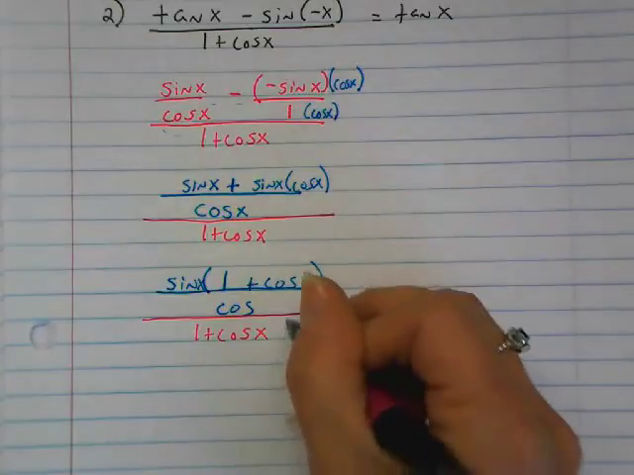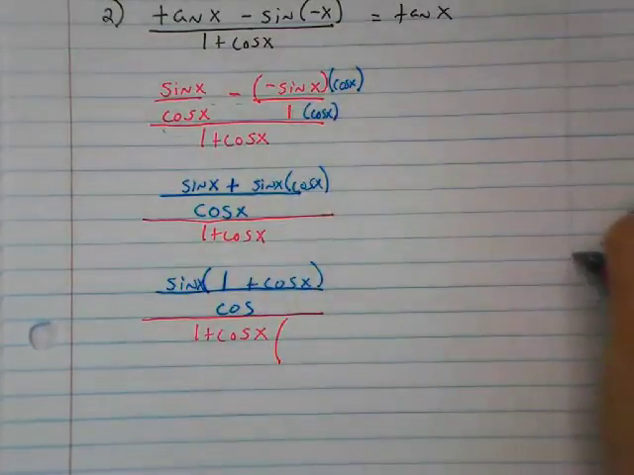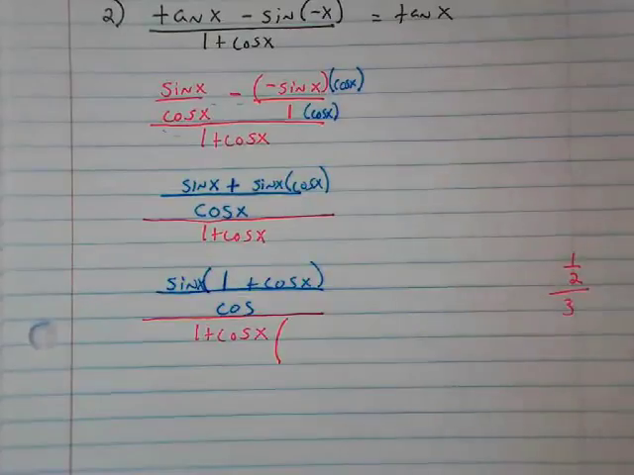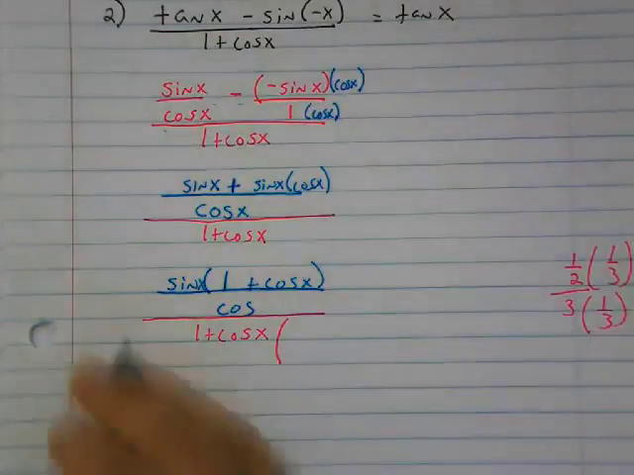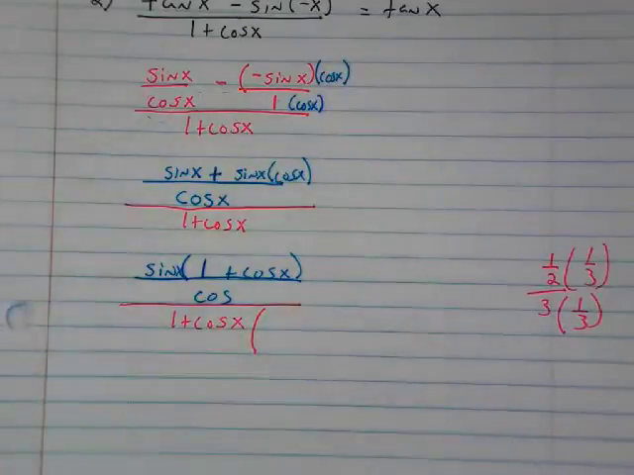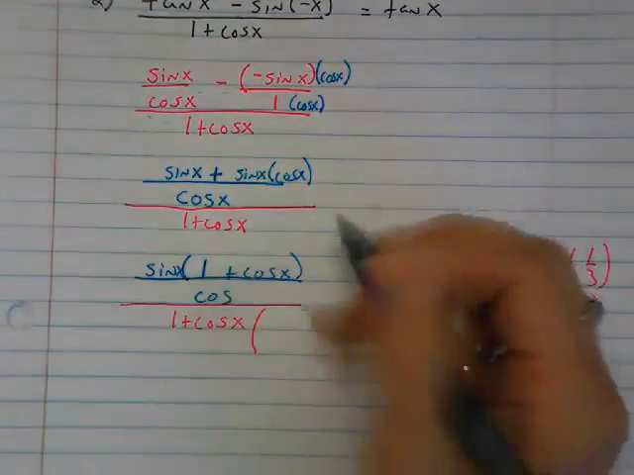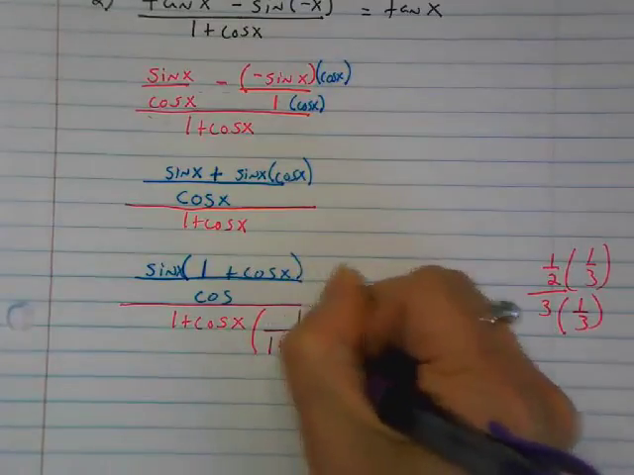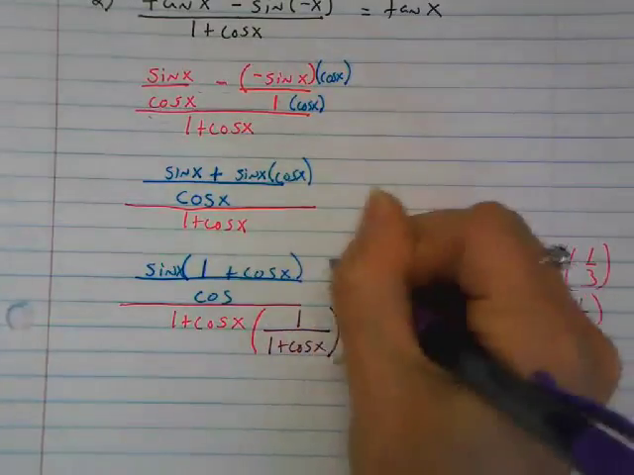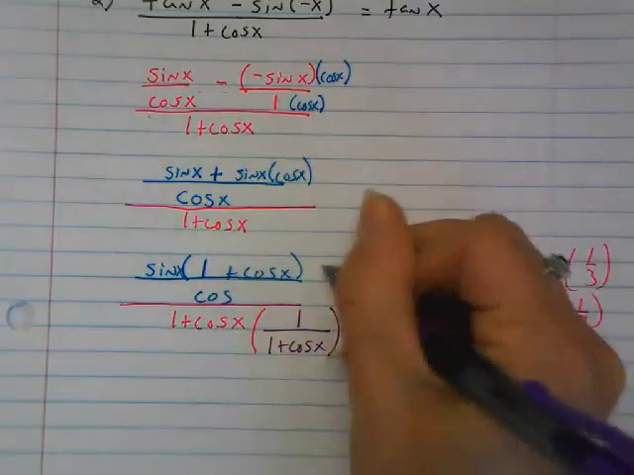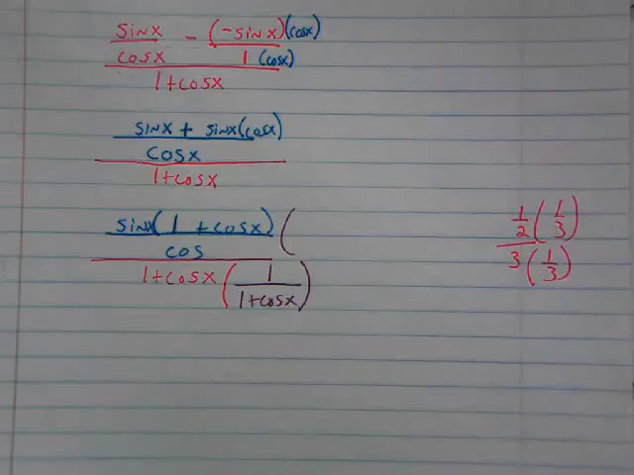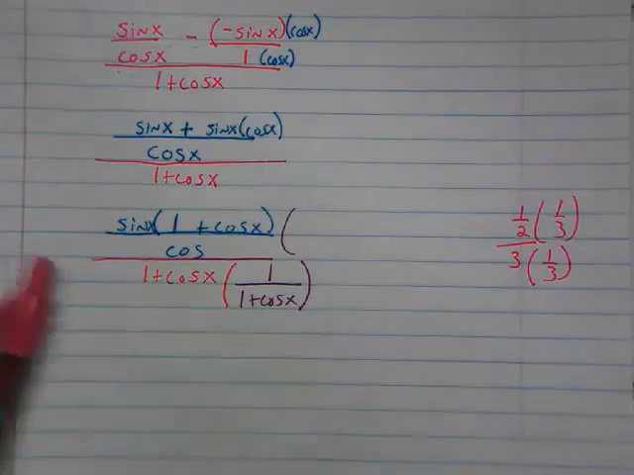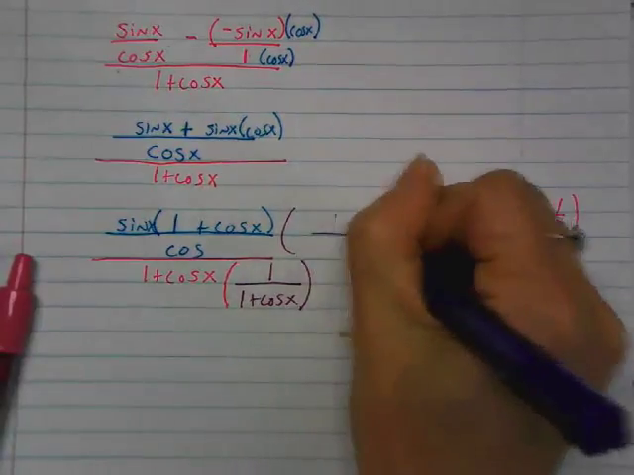So do you agree, again, if we need to go back, if I had 1/2 divided by 3, what would you multiply by? You'd multiply by 1/3, the reciprocal of the denominator. So in my denominator, I have 1 plus the cosine of x. So I'm going to go ahead and multiply by 1 over 1 plus the cosine of x. But whatever I do to the denominator, I do to the numerator. Alright, so let's multiply by 1 over 1 plus cosine x.